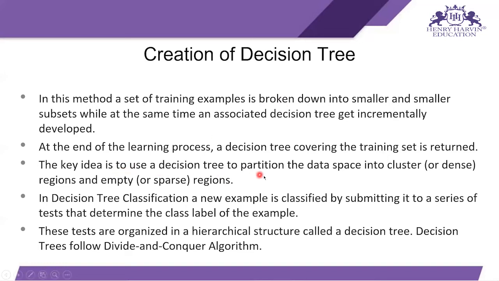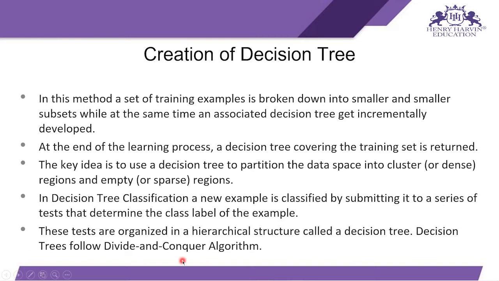The key idea is to use a decision tree to partition the data space into clusters or dense regions and empty or sparse regions. In decision tree classification, a new example is classified by submitting it to a series of tests that determine the class label of the example. So basically, a new example is determined by the class label: when we have to classify an example in the decision tree, we classify it on the basis of those conditions. These tests are organized in a hierarchical structure called a decision tree.